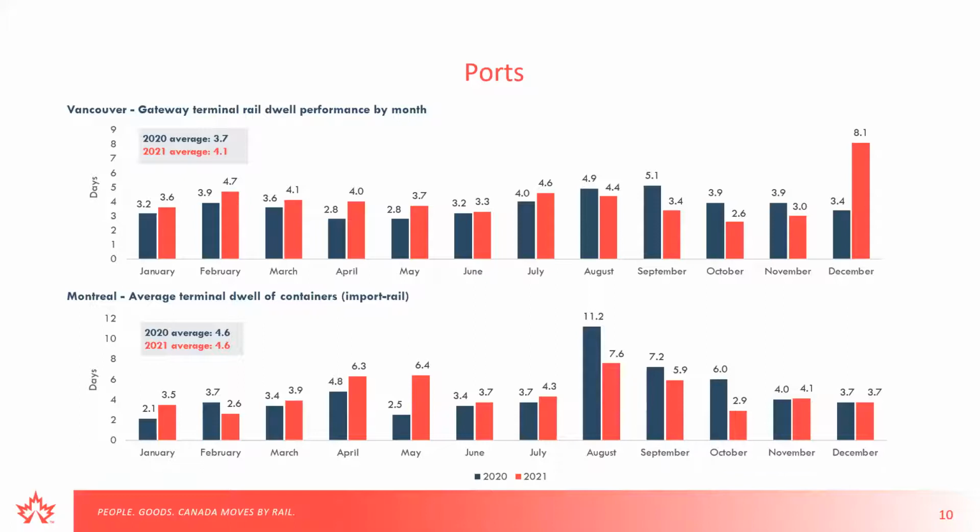But these are higher than 2018, which averaged 3.6 days, and 2019, which averaged 3.1 days. And then also not shown here, January 2022, we have 4.7 days as an average. So that would be a little bit higher than it was last month and a little bit higher than the previous January. So port dwell times are things that we're going to keep our eye on.